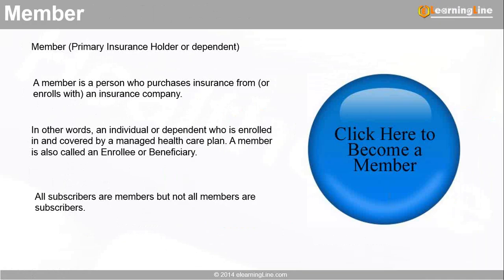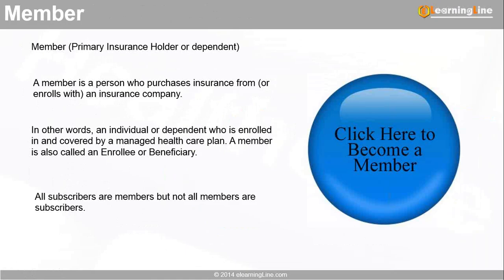It is because all the members, your member could be your dependent, and a member could be the head of the household who is primarily responsible for making the payment for the insurance. But your subscriber is only one.